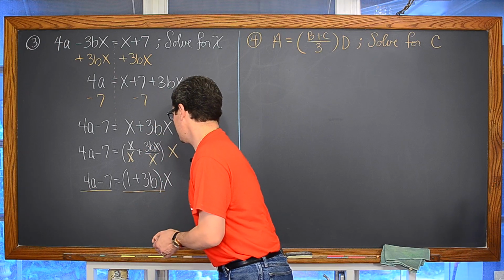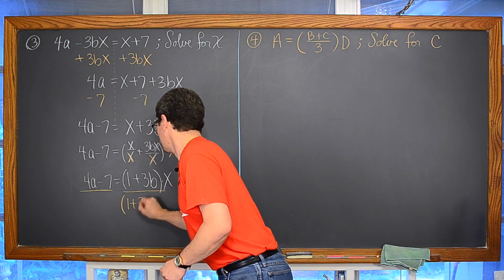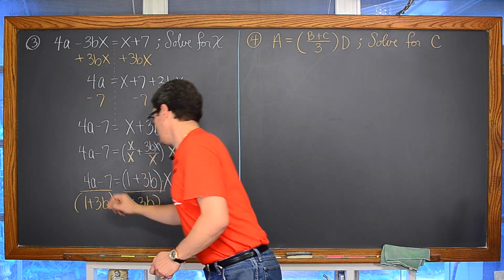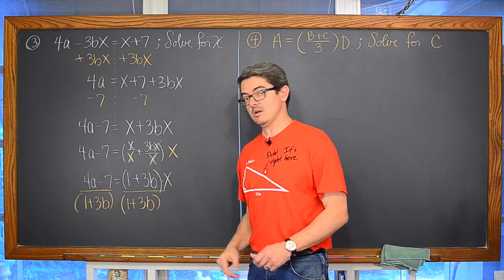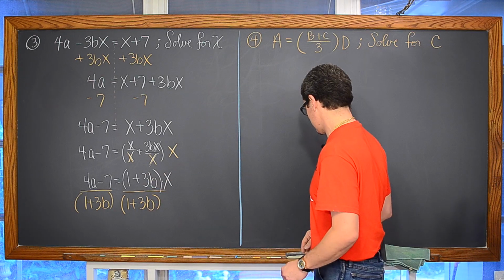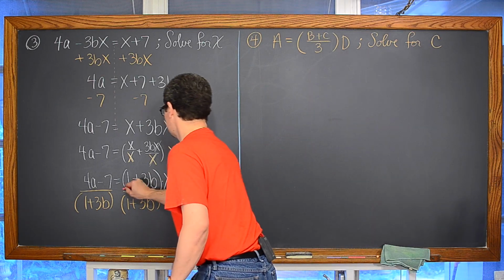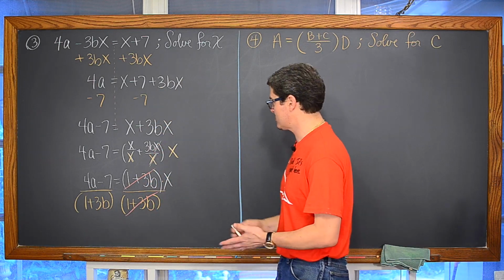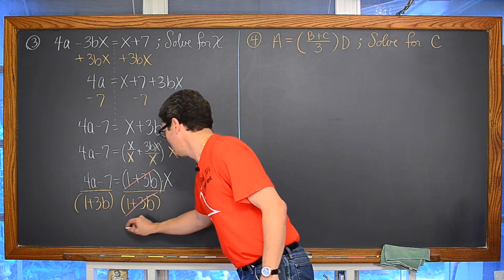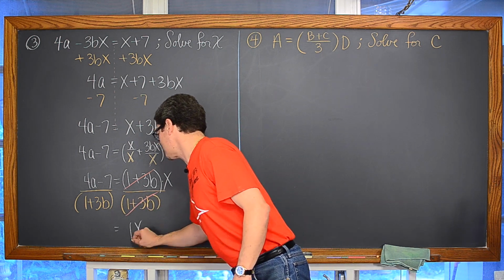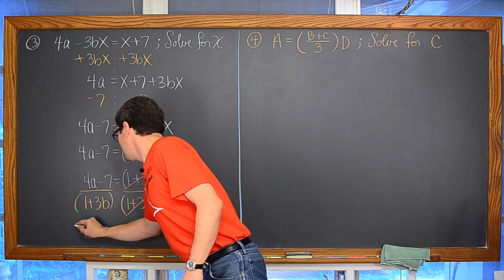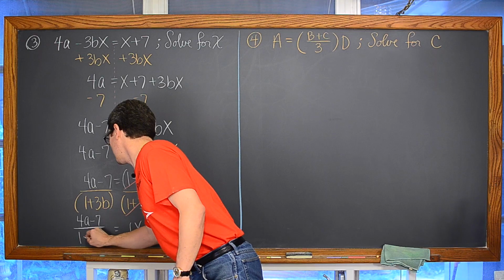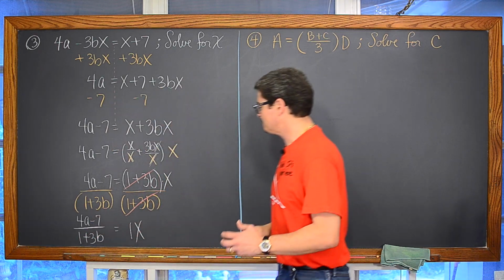We're going to divide both sides by 1 plus 3b. And really, anything divided by itself, even when it's a little bit complicated like this, is going to cancel out, giving you 1, and multiplying by 1 doesn't change anything, so it's going to appear to just disappear. It's going to be 1x, we would just normally write x, is equal to what you see here, 4a minus 7 over 1 plus 3b.